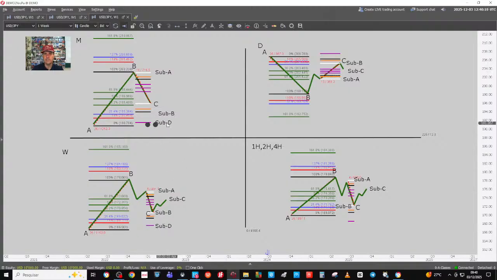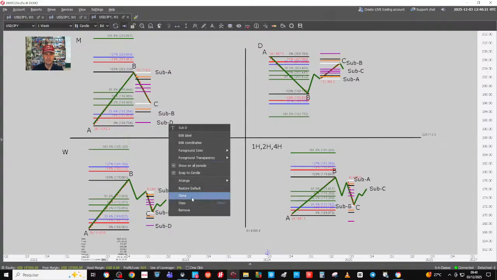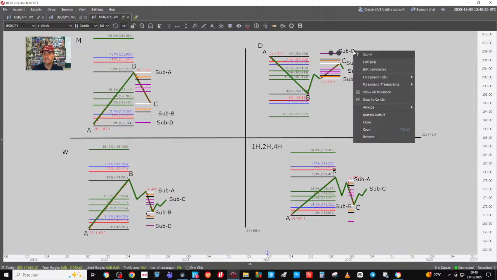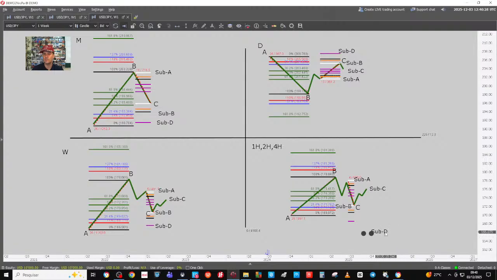Sub the extension and clone, sub the extension up in here, and sub the extension, clone.